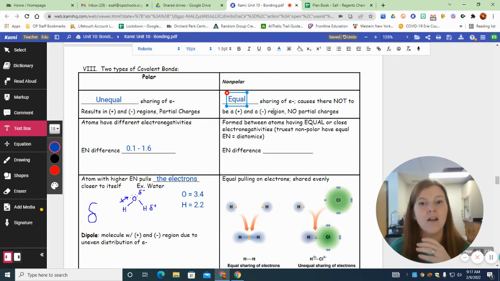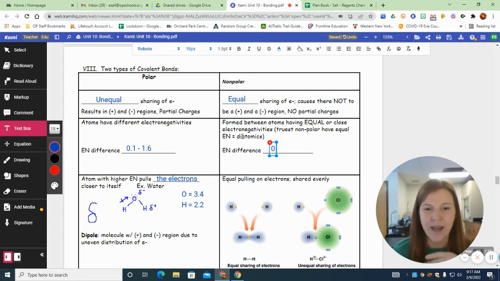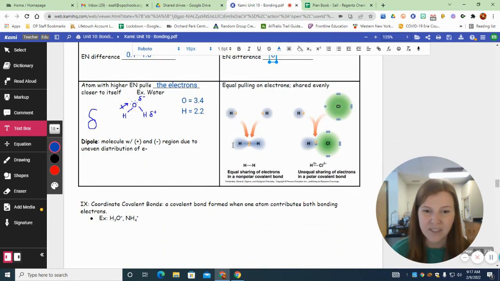Okay. So equal sharing of electrons is nonpolar, which causes there not to be a positive and negative region. There are no partial charges formed between atoms having equal or pretty much close to equal electronegativity. So your electronegativity difference is 0. This absolutely happens anytime we have a diatomic molecule, so H2, O2, N2, any of those, where you have this equal sharing. You can see there's no partial charges there.